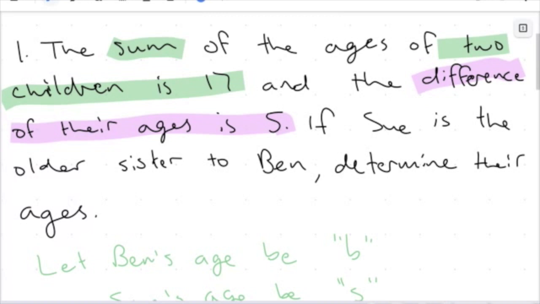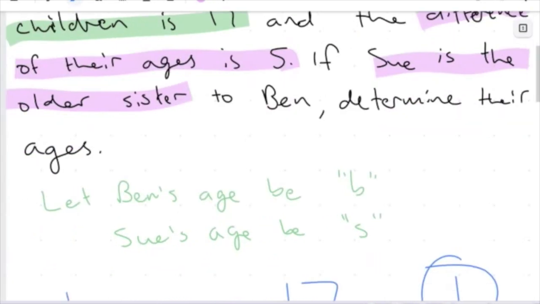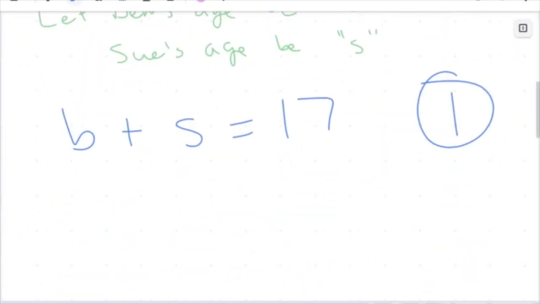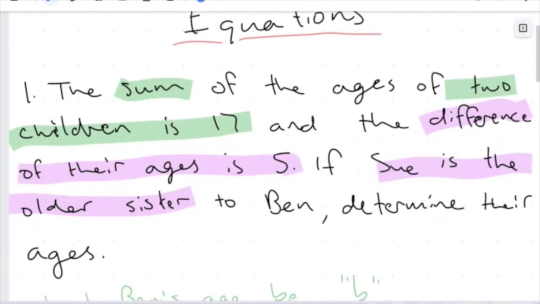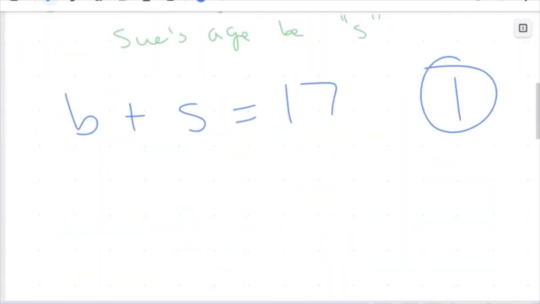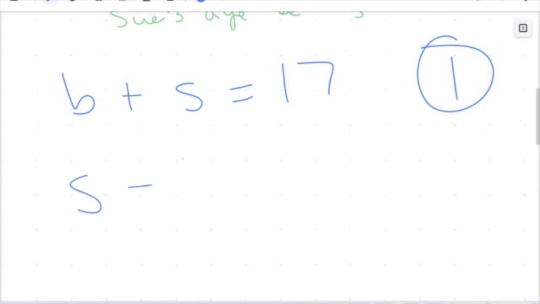Okay, and here we have, so Sue is the older sister. So that actually is quite important. If she's the older sister, it means her age is going to be the bigger one. So we have here, the difference of their ages is 5. Now, difference means some kind of subtracting or minusing. So Sue is the older sibling, so her age minus Ben's age is going to be 5. So we can write S minus B equals 5.